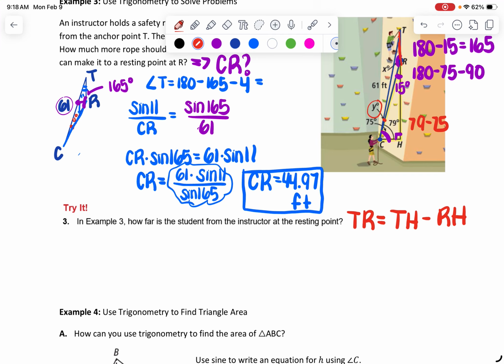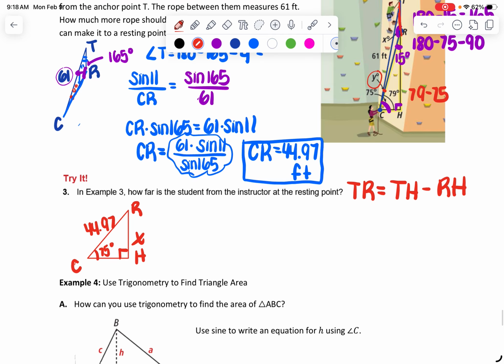So here's what I have: two separate triangles. I'm going to use the right triangles now to help me out, because I'm also going to use the one above, okay? So you have this first right triangle, CRH. We know H is going to be the right angle, and we also know that this angle right here is 75 degrees. We also know from the example above that this part is 44.97. And we're trying to figure out RH, so that part.